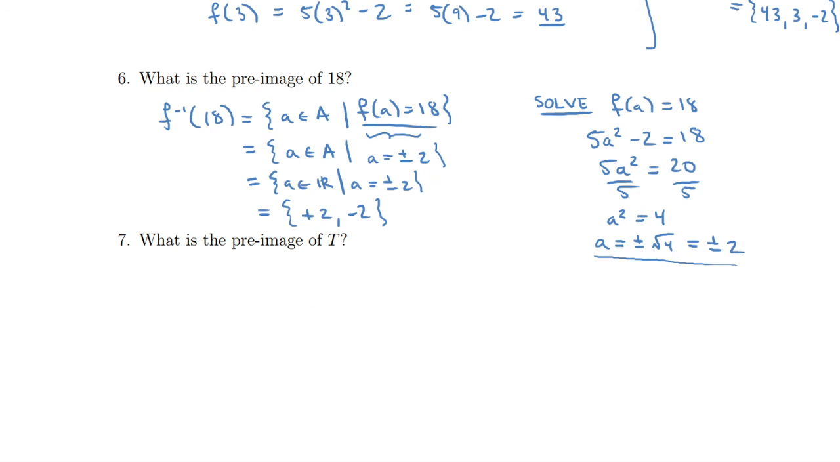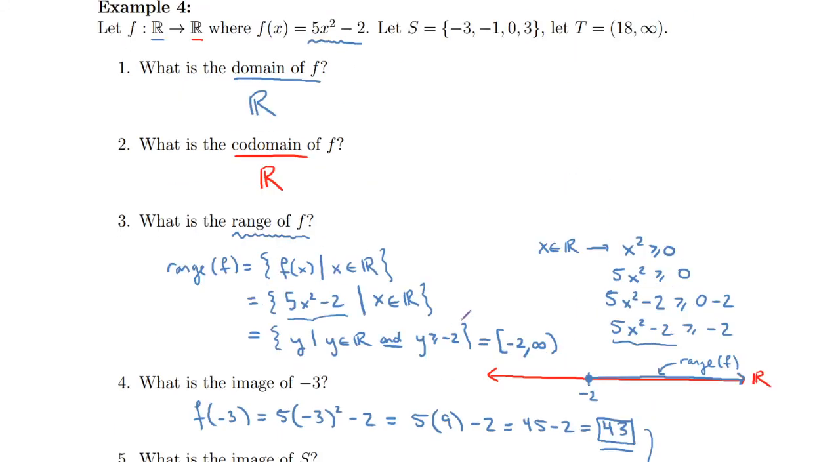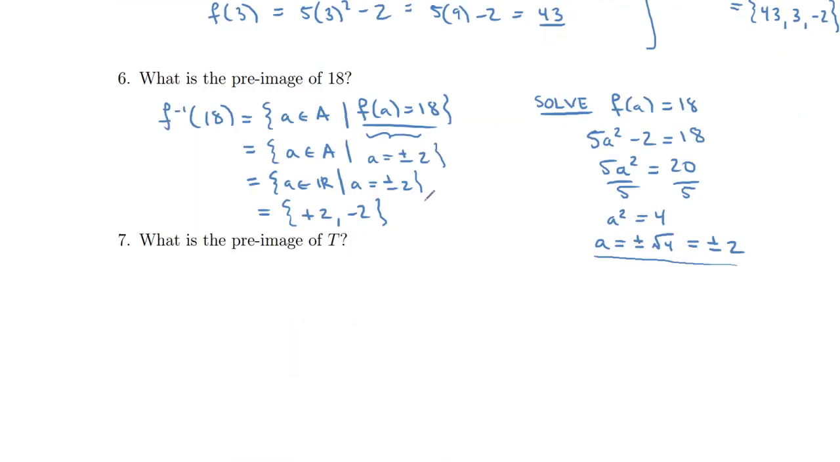All right, now finally, what's the pre-image of the entire set T? Okay, so the big set T is real numbers that are strictly greater than 18. Well, the nice thing is that you just figured out what's the pre-image of 18. So if you're trying to figure out what's the pre-image of everything greater than 18, it's going to follow a pretty similar result here. Okay, so let's start to write that out.